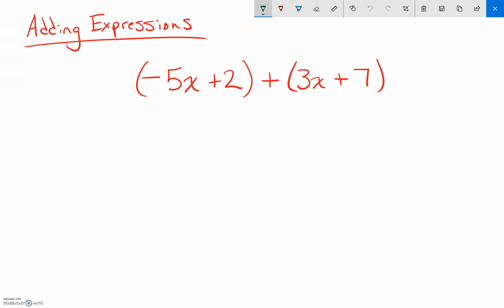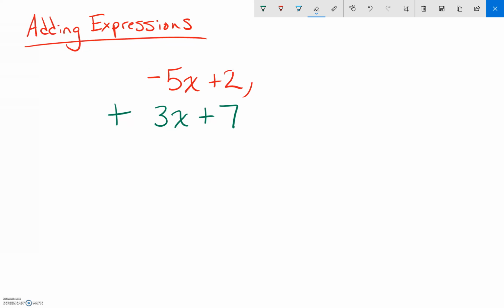First thing you're going to want to do is stack the expressions on top of each other. Order doesn't matter when it is addition. We're going to write 3x plus 7 underneath our first expression. And I'm going to remember that we are adding. And I don't have a use for these parentheses anymore.